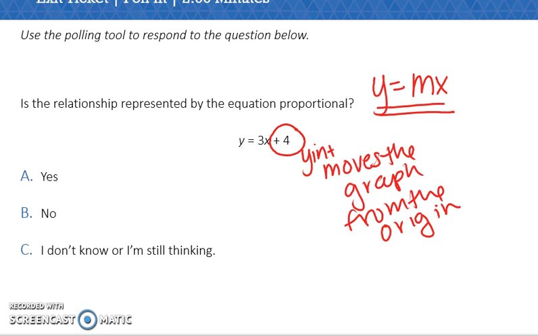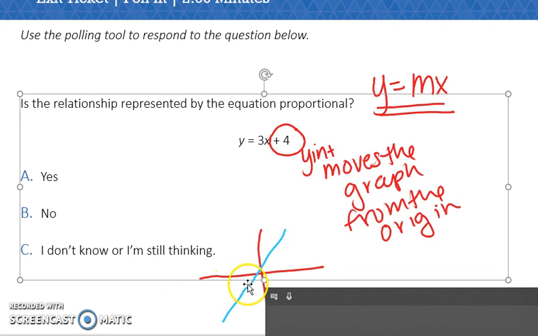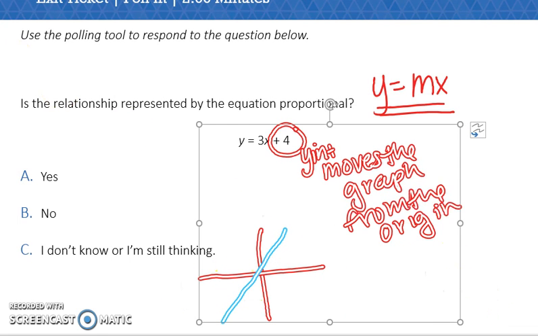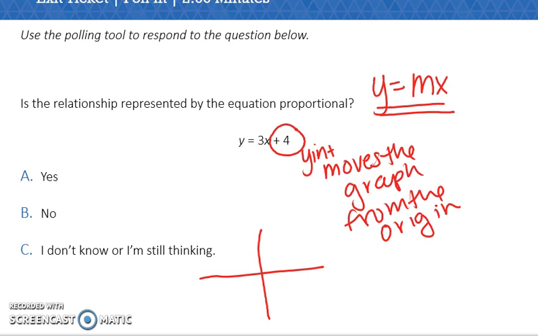So if we move that graph off of the origin, so if I have a graph and I draw this line, if I have a y-intercept, that graph will actually come off of the origin and either move up, it might move down. So if you see this plus or minus a number, that is indicating a y-intercept, which means it is not proportional. All right, guys, very good job. Hopefully that helps with 3.04.